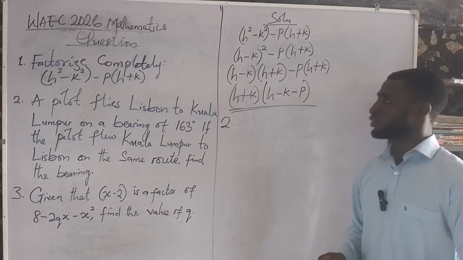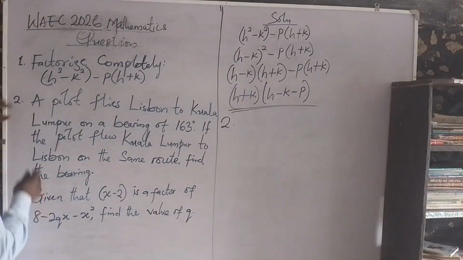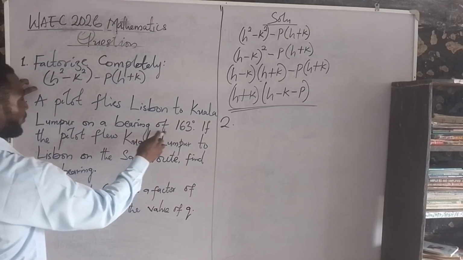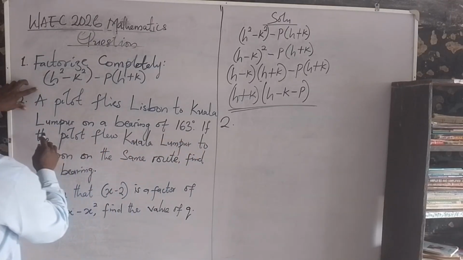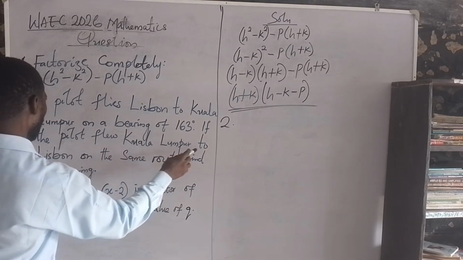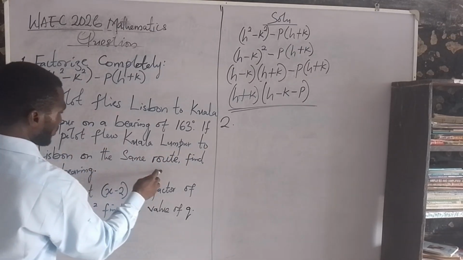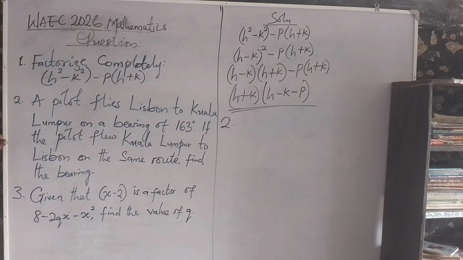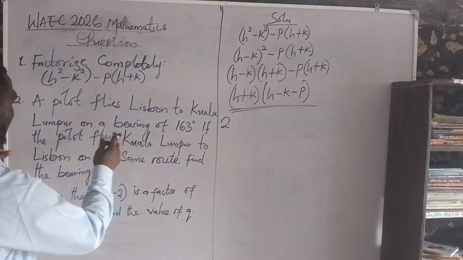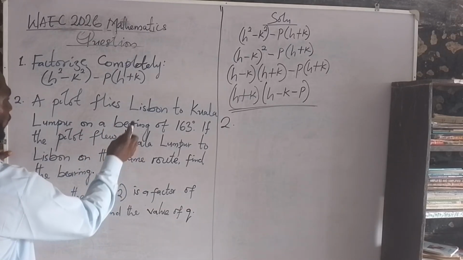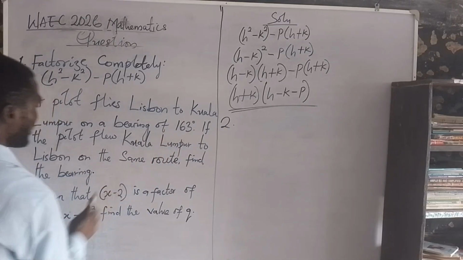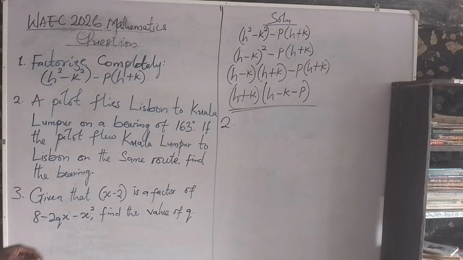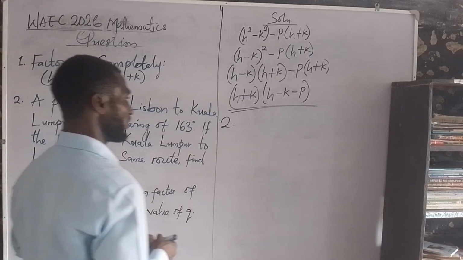So let's look at question number 2. A pilot flies from Lisbon to Kuala Lumpur on a bearing of 163 degrees. If the pilot flew from Kuala Lumpur to Lisbon on the same route, find the bearing. The usual way they ask this question is, if the bearing of Kuala Lumpur from Lisbon is 163 degrees, find the bearing of Lisbon from Kuala Lumpur. That is how they usually ask this particular question.